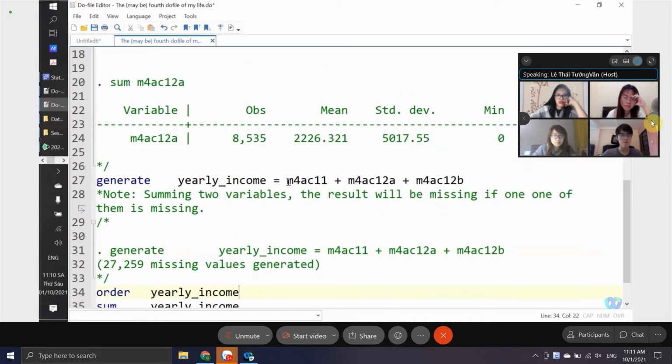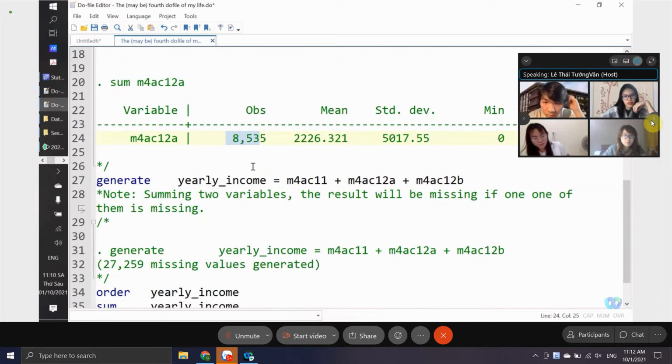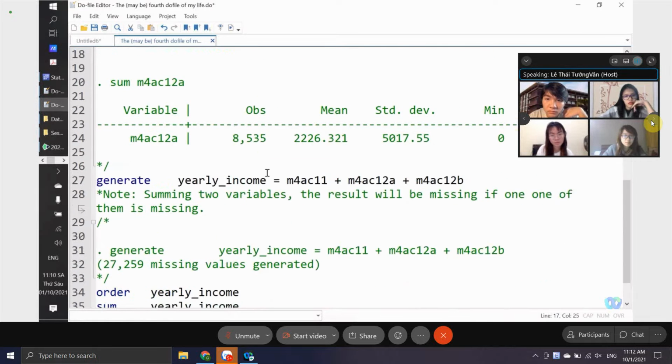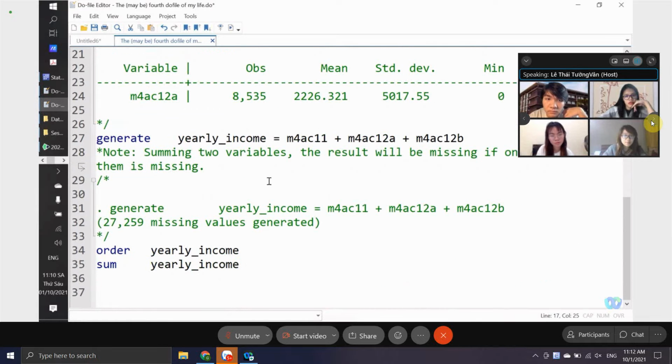So when you sum the variables, originally you have 8,535 observations for the case of question 11, and then when you make the sum, it's only 4,000, for example. Or if the number is different, that is because one of the components that you are summing has missing values.